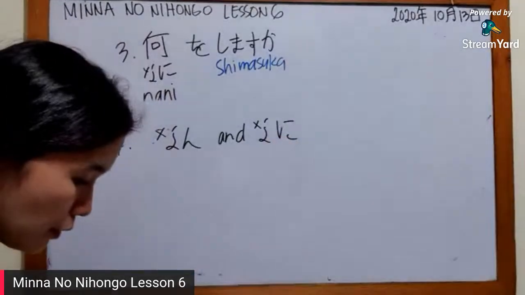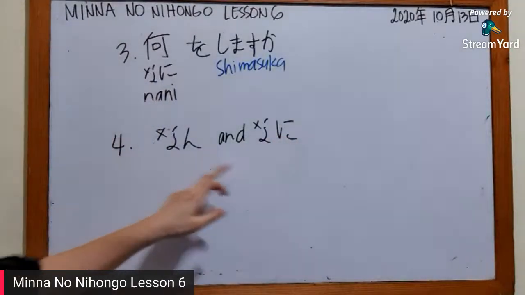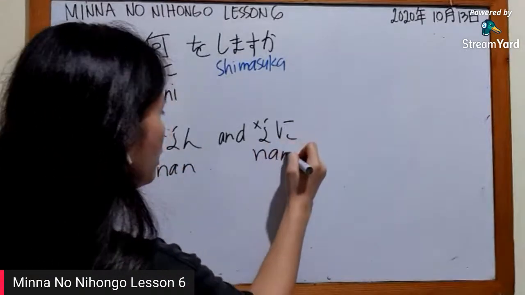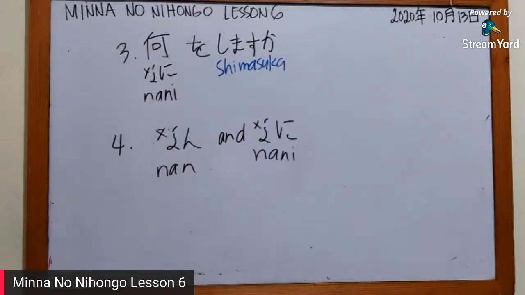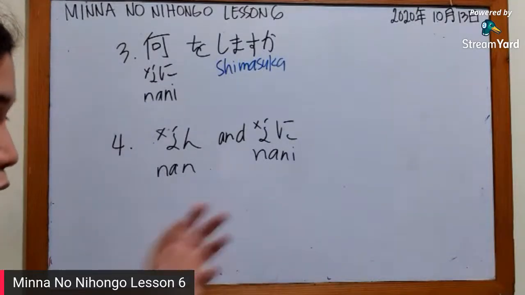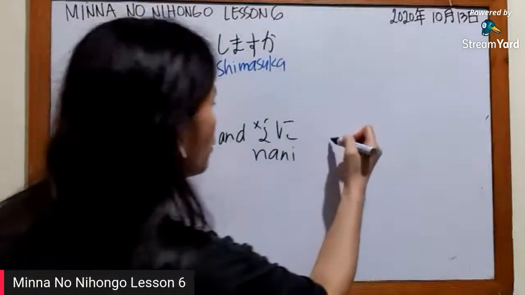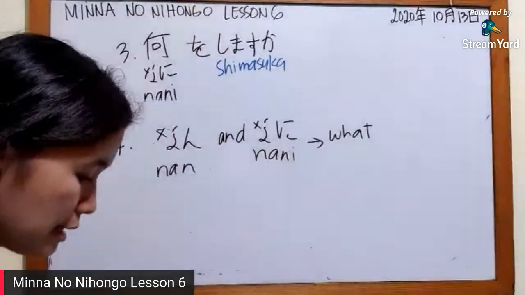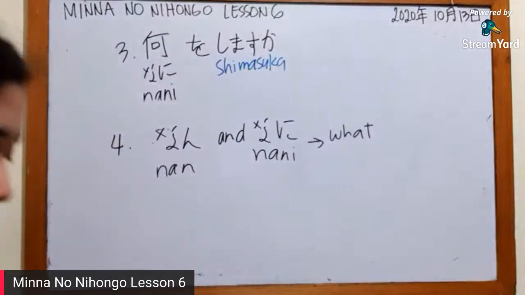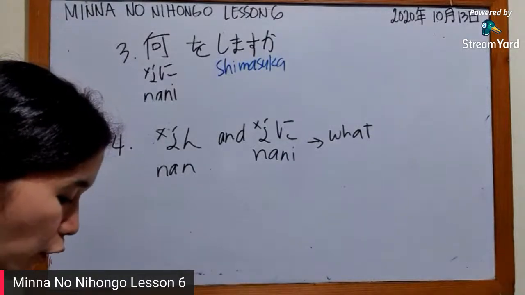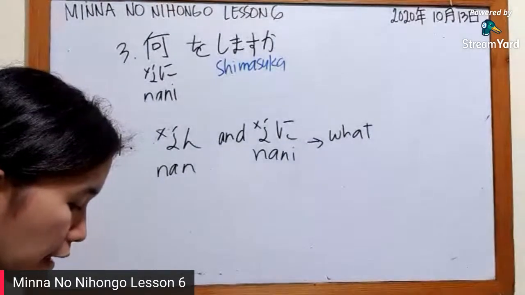Okay, this nan and nani both mean what. Pareho lang yang ano, what. In English, that is what. So that's the same, but the use is different. So when do we use nan and nani?